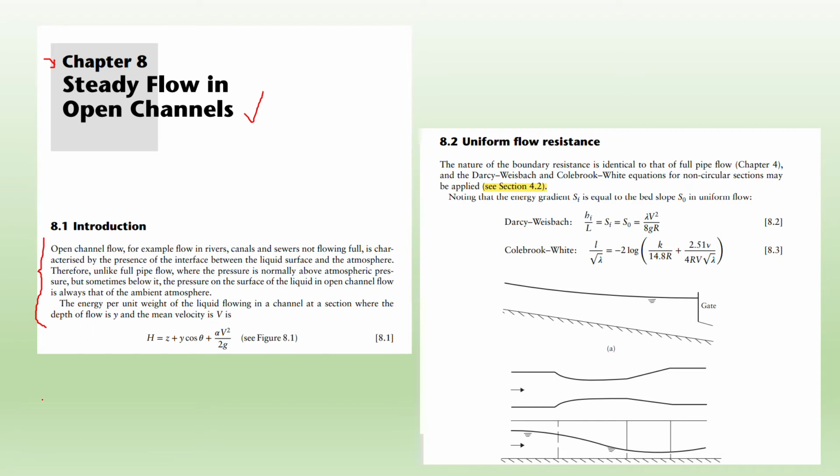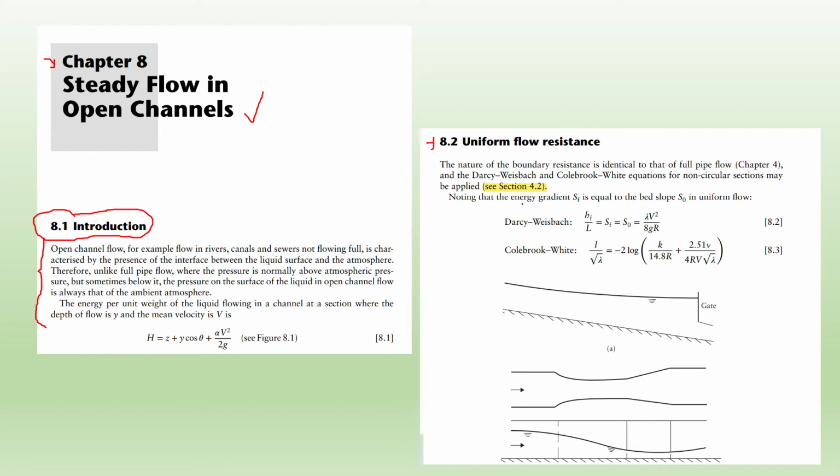In the introduction part, the facts presented here are more or less the same as in the book that I shared with you earlier, so you can read it. What is interesting in section 8.2 is that it describes how the nature of the boundary resistance is identical to that of full pipe flow in chapter 4 of this book. The Darcy-Weisbach and Colebrook-White equations for non-circular sections may be applied in steady flow in open channels.